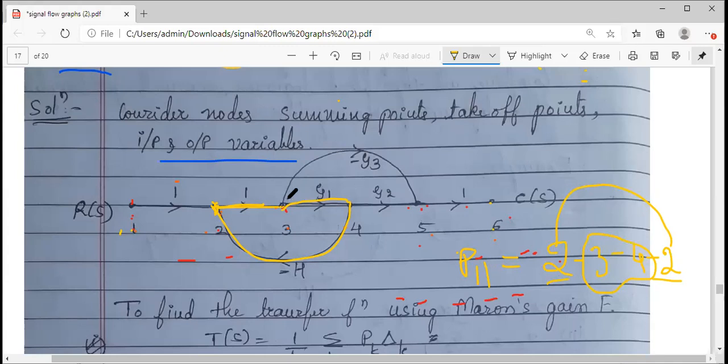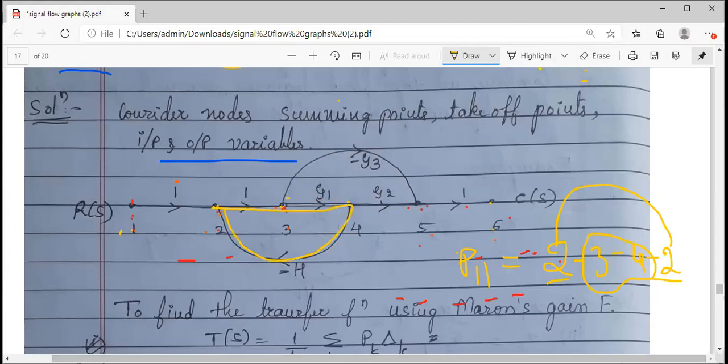And is there any other loop here? You can see, starting from 3 to 5. No, because the direction is reversed. Then can I use it like this? Starting from 3, coming to 5 and back. No, again you have different directions. So only one single loop is there in the given signal flow graph. That too, this one.